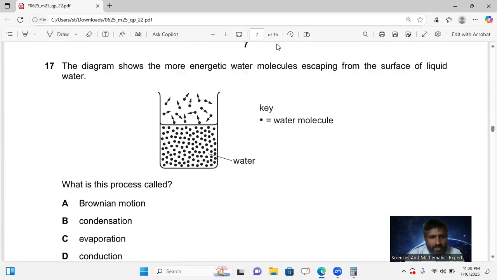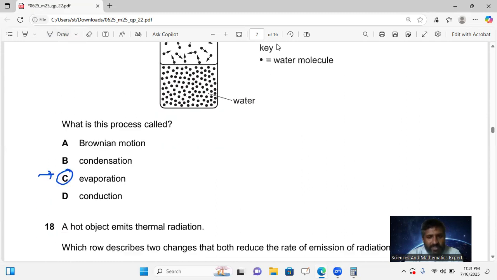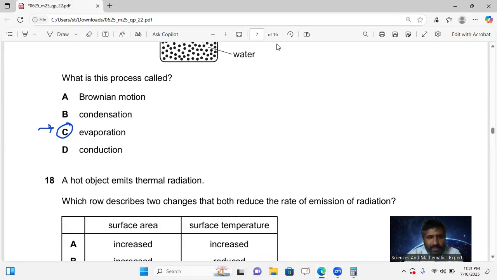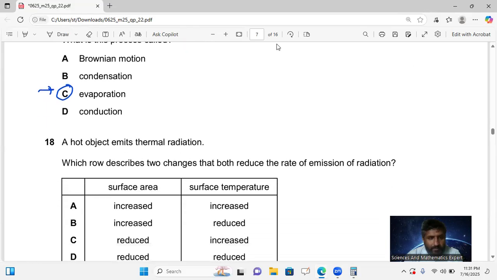Let's go to the 17th question. The diagram shows the more energetic water molecules escaping from the surface of the liquid water. Which process is this called? It means high kinetic energy molecules are leaving the surface. That is called evaporation. By definition, we know that high kinetic energy molecules leave the surface, giving the cooling effect on the remaining molecules.